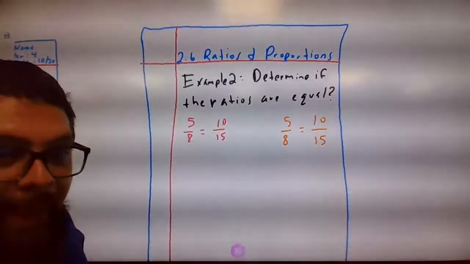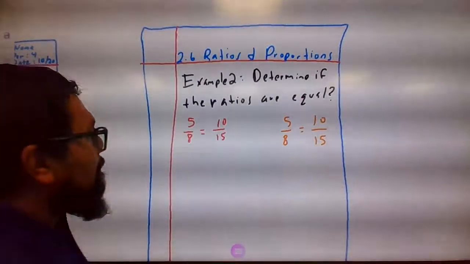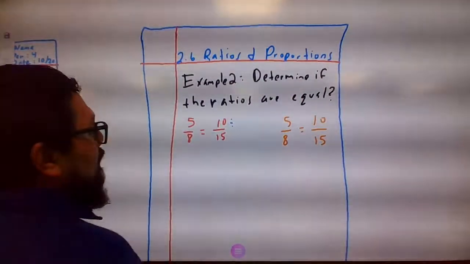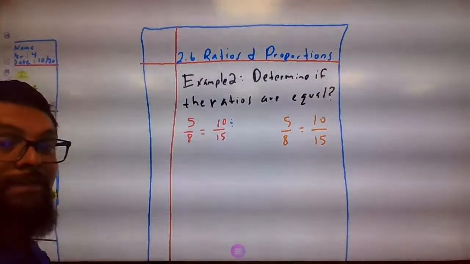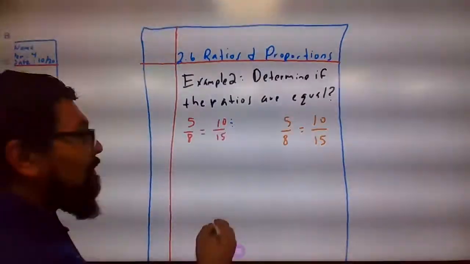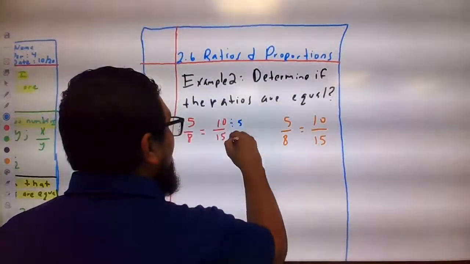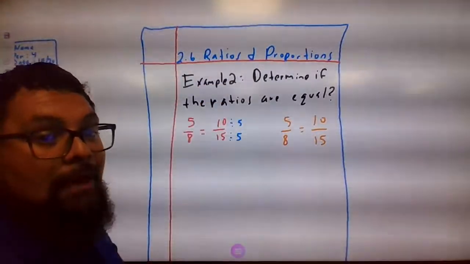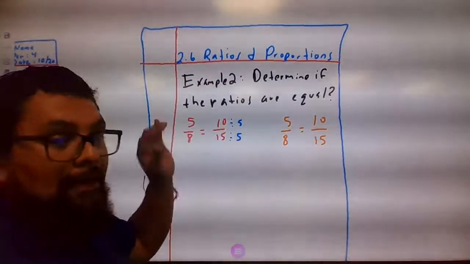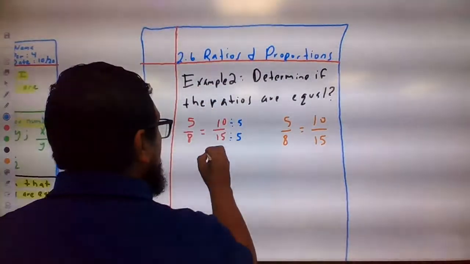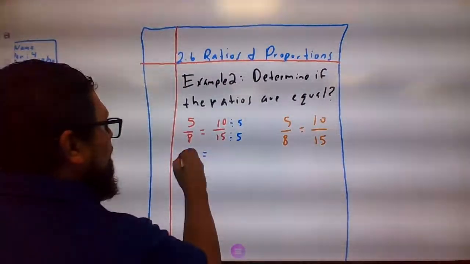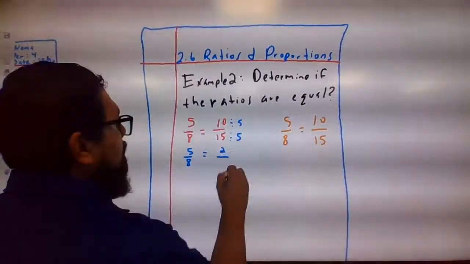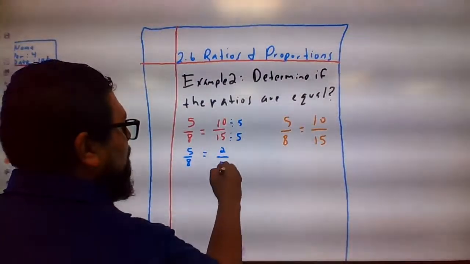This one, it looks like we can simplify. So let's see. So we're going to divide the top and the bottom. You have a 0 and the 5, so it looks like we could divide the top and the bottom by 5, right? So divided by 5, divided by 5. You have to make sure that you divide the top and the bottom by the same number. You can't do it by different ones, okay? When you're reducing. So this is 5/8. This is the same. 10 divided by 5 is 2. And then 15 divided by 5 is 3.